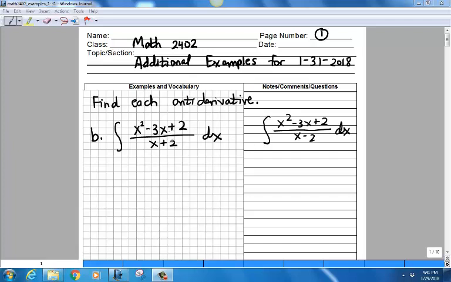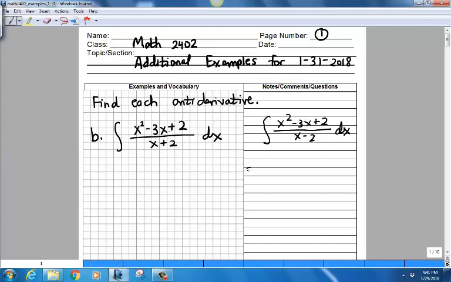Now, I want to point out that you don't necessarily have to use long division in finding antiderivatives of rational expressions like this one, because sometimes some other simplification techniques will work that are easier. Let me change this problem slightly. And this antiderivative actually is easier to find. So notice what I did is I just changed the x plus 2 to x minus 2. So still we have a degree 2 polynomial here divided by a degree 1 polynomial.